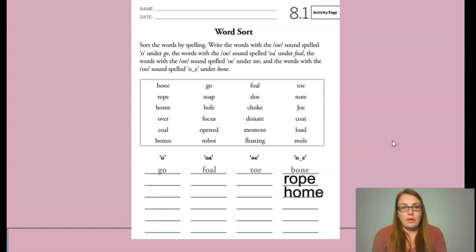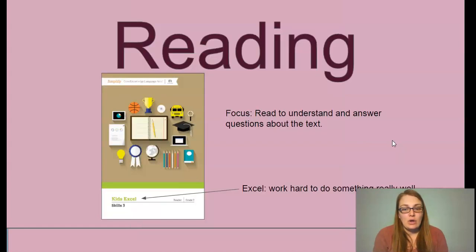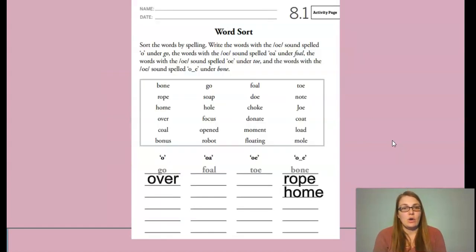So like rope, home are o space e, and over is an o. So continue sorting them just like this.